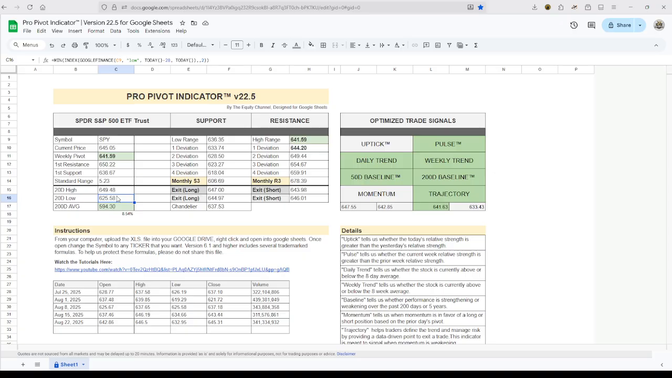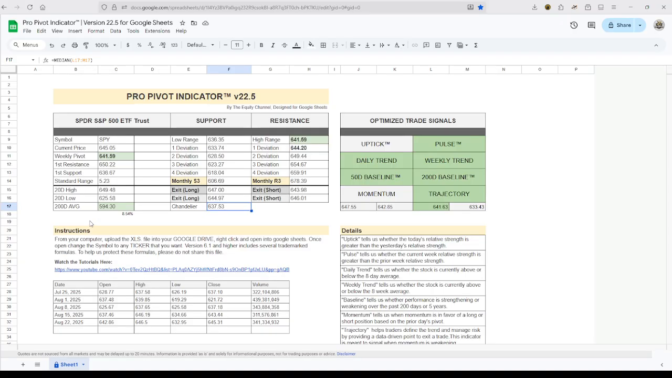Now, we also use these to set trajectories. We'll talk about what that's about. It also ends up giving us our chandeliers and things of that nature. All right. But again, these are things that we'll talk about in our next video.